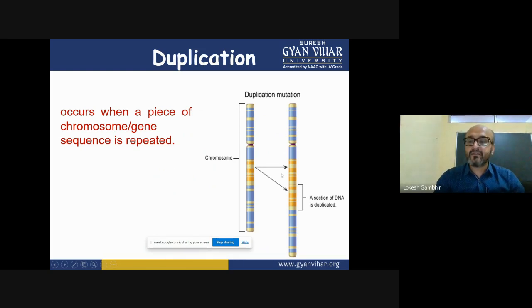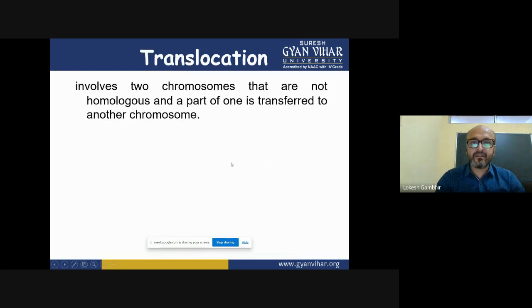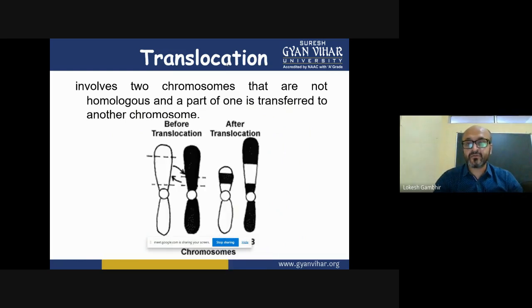This is called the DNA duplication part. Then next is translocation. Now what is translocation? Transferring a segment from one chromosome to another.